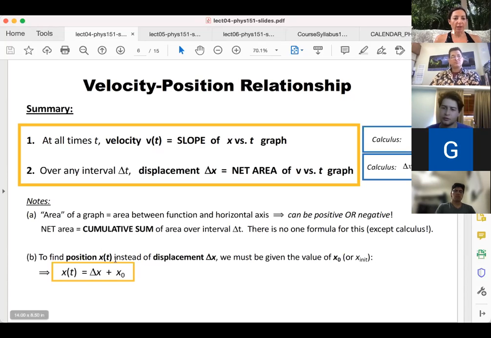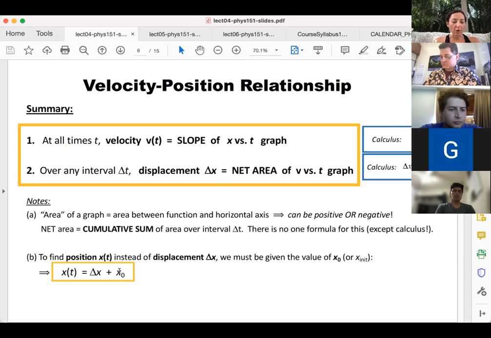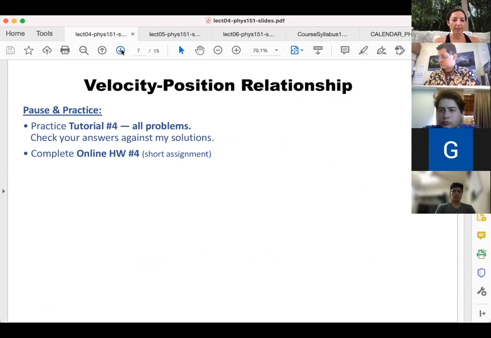So to find the position x(t) instead of the displacement, we must be given the value x naught. For example, x at a certain time t is equal to delta x, so t final minus t naught, plus x naught. Sometimes if you start from the origin, this x naught is going to be 0. But if you don't start from the origin, say you start from x naught equal to 10, you have to, of course, consider that. So for all this, don't get scared.